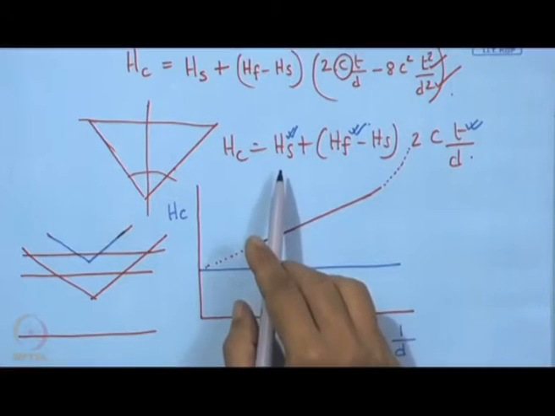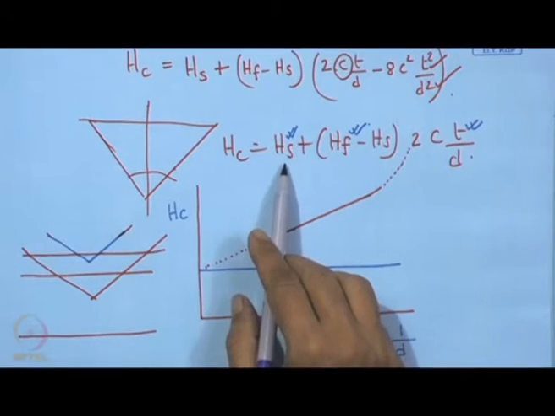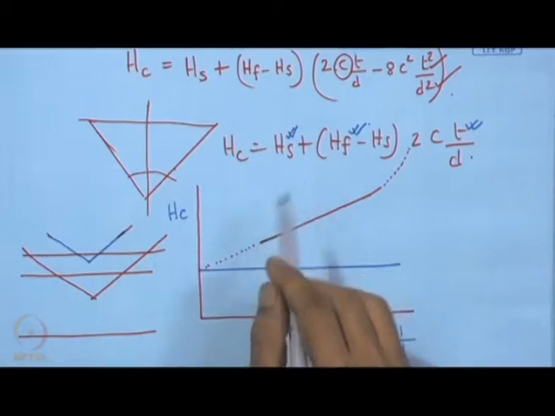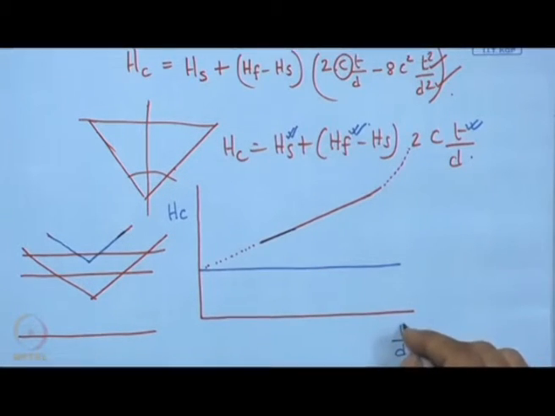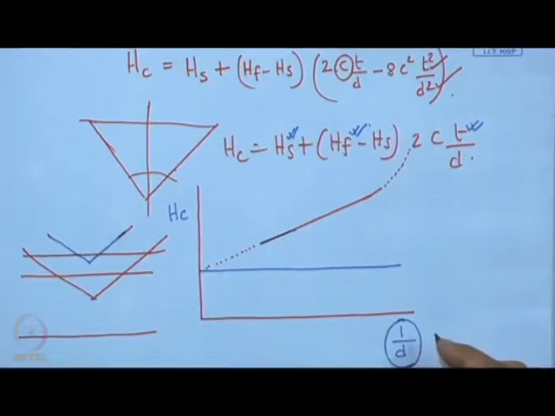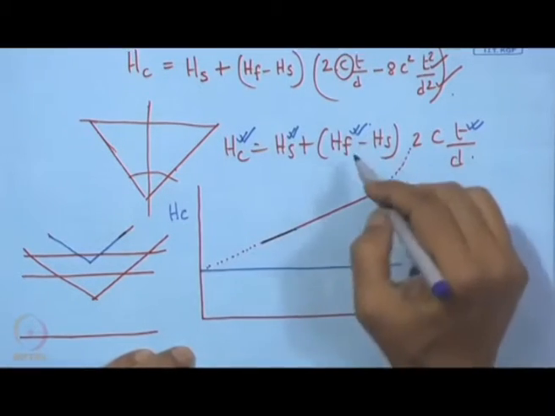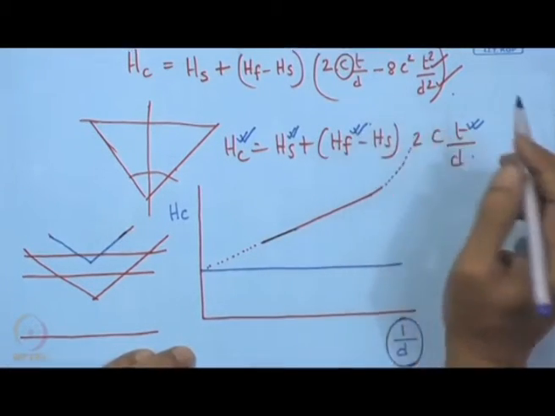a hardness value which is almost approaching that of the film. So, here this value of Hs will be less contributory and insignificant compared to the value of the film. That means, if we have a very large value of 1 upon d, that means d is small. So, in that case the value of Hc will approach the value of Hf.